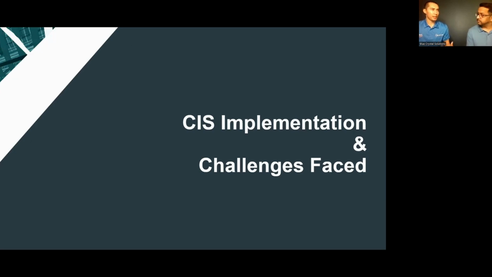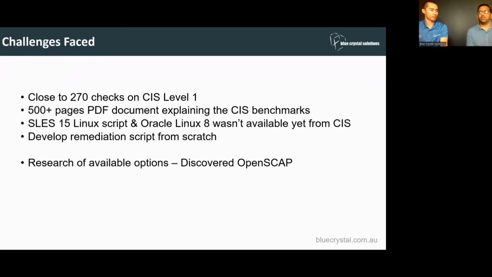So how did you implement CIS Level 1 hardening on SUSE Linux 15 and Oracle Linux 8? Were there any challenges there? So when we were asked to implement CIS on our Linux systems on those versions, we generally went to CIS, which is the body that gives you the benchmarks and the scripts. When we checked with CIS on their site, they still hadn't developed scripts for SUSE Linux 15 and Oracle Linux 8.